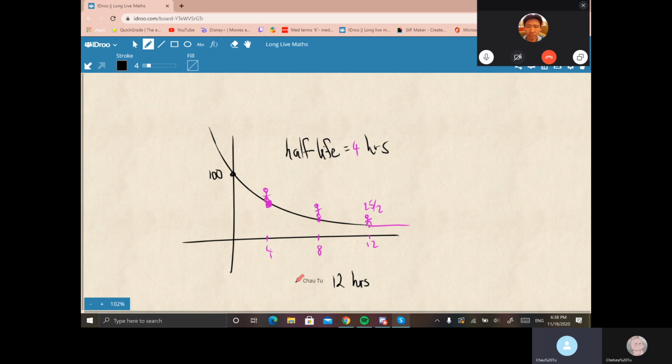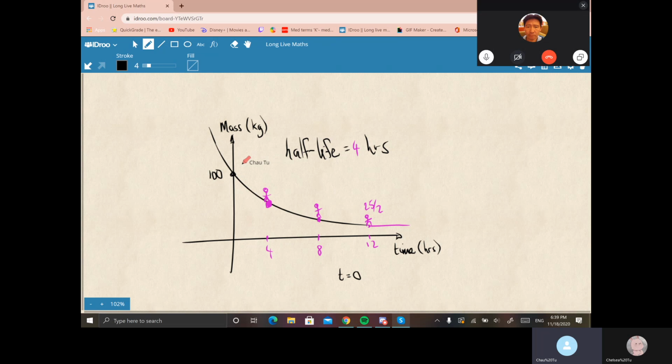Okay. So what's the mass at time equals 0? So this is time in hours. What's the mass at time equals 0? Repeat that. What's the mass at time equals 0? 100. Yeah, it's right here. Time equals 0 is 100, right?